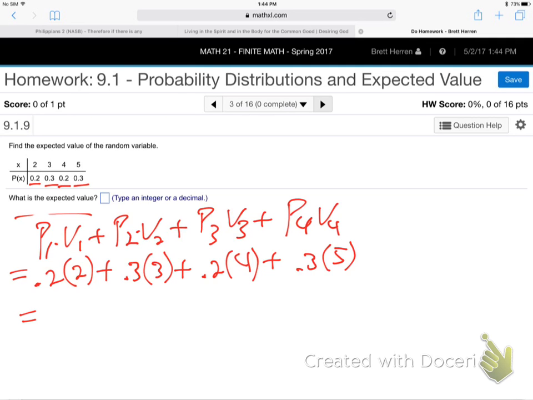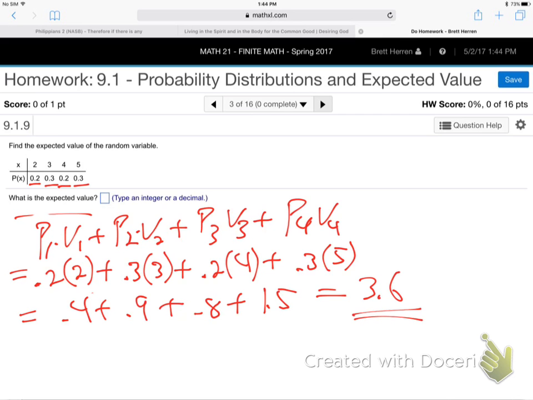I don't know what all that is. I think it's like 0.04. No, it's just 0.4, huh? I'm getting confused. It's just 0.4, 0.9, 0.8, 1.5, 3.6? So the expected value, if that was some random game, would be 3.6. That's good. So this is a way to find a probability average. That's what that is.